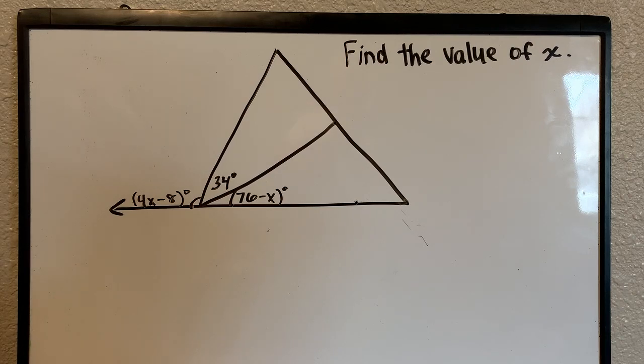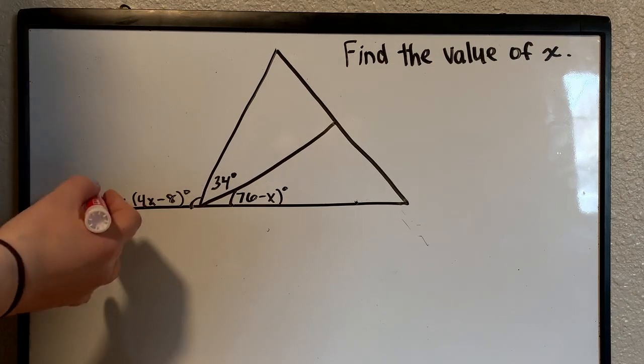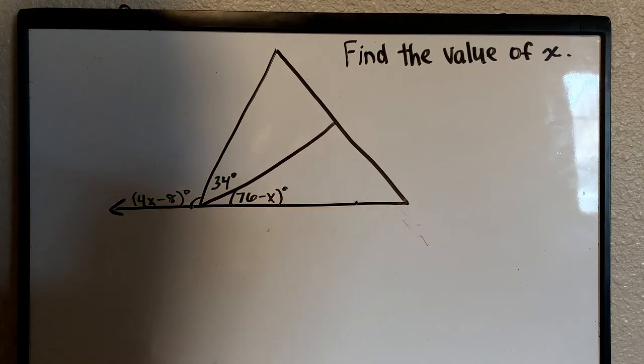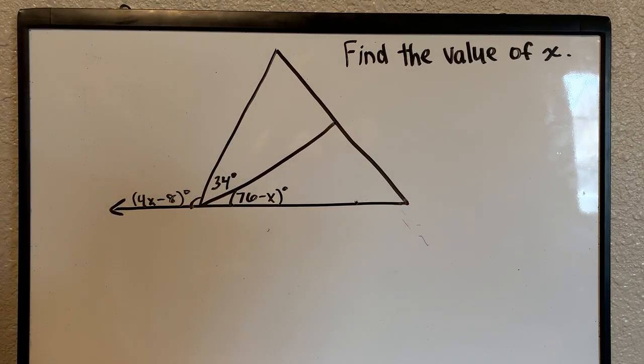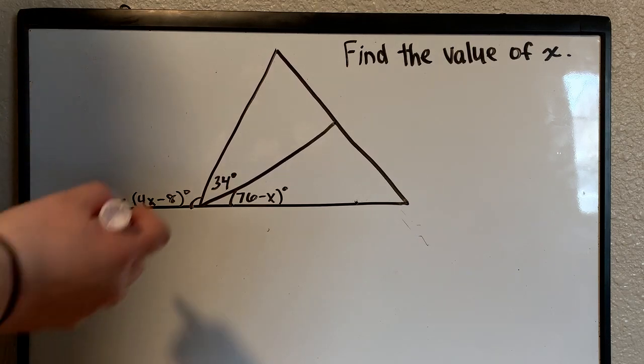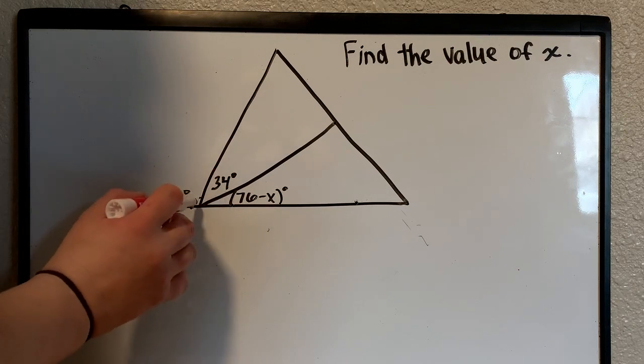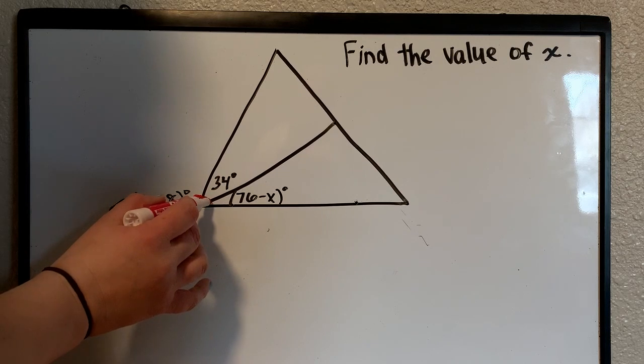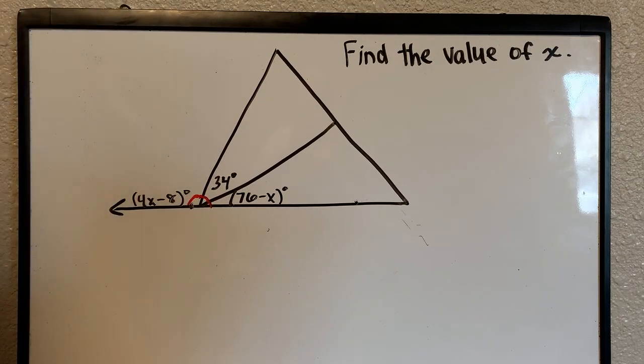Okay, what we also know is that this is a straight line, which equals 180 degrees. We don't have any 90-degree angles, and we don't know anything else about this figure. So we are going to take what we know about this angle plus this angle plus this angle, and we're going to set that equal to 180 degrees.